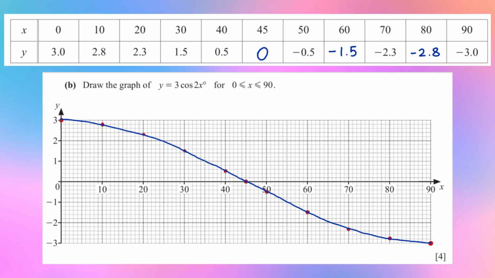Now to solve for part B. It says to draw the graph of y equals 3 times the cosine of 2x for x from 0 to 90 degrees. This seems pretty easy. We just have to plot the points from part A on the grid here, and then draw the graph going through these plotted points. As you can see, I've plotted the points in red color here. I've also drawn the graph going through these points in blue color. So the graph I'm showing here is the answer for part B.